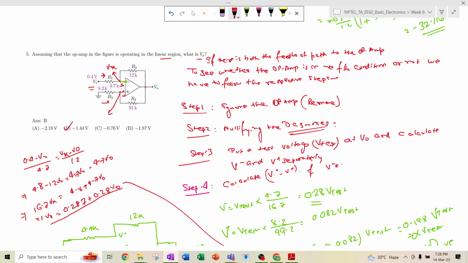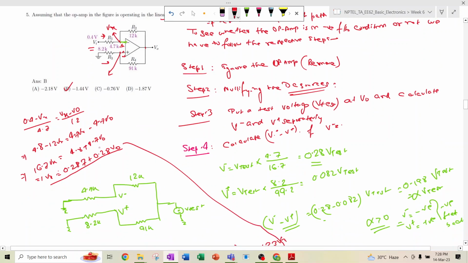If it is negative feedback, then we can apply the concept of virtual ground. Otherwise, the virtual ground concept will not be there, the virtual short concept will not be there. So then we consider the virtual ground concept, and only then we proceed with V plus equal to V minus, and then we go through the KCL or KVL analysis, and simply we can get the answer. Okay, yeah. So this is the thing.